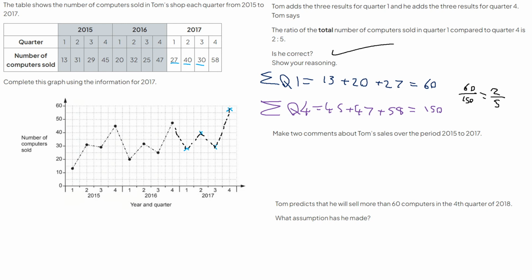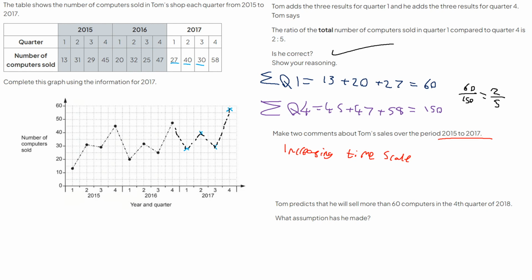Make 2 comments about Tom's sales over the period of 2015 to 2017. That is just looking at the trend lines. As you can see, is he getting better at selling or worse? Well, he's obviously getting better, isn't he? 45 to 47 to 58. So it's an increasing time scale. Yeah?